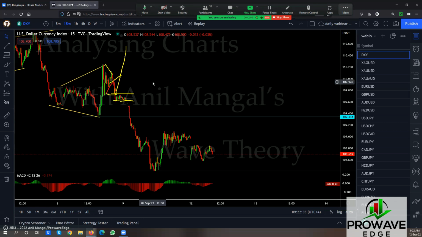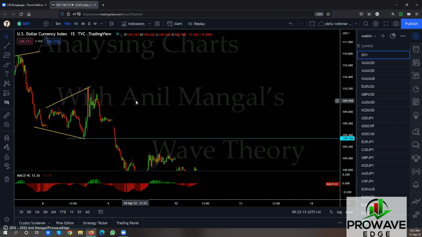So the whole thing about trading is finding a high probability trade. It's not finding a trade every day. You don't have to find a trade every day. Right? If there is no trade today, there is no trade. You don't have to find it. The point is not finding a trade. The point is finding a high probability trade that gives you good results.